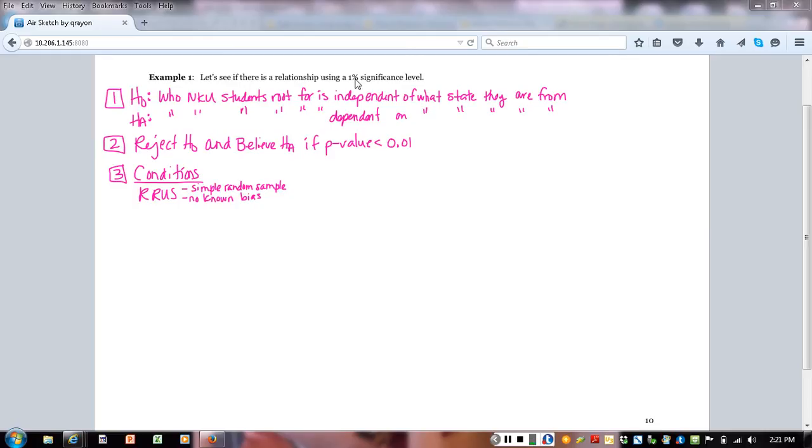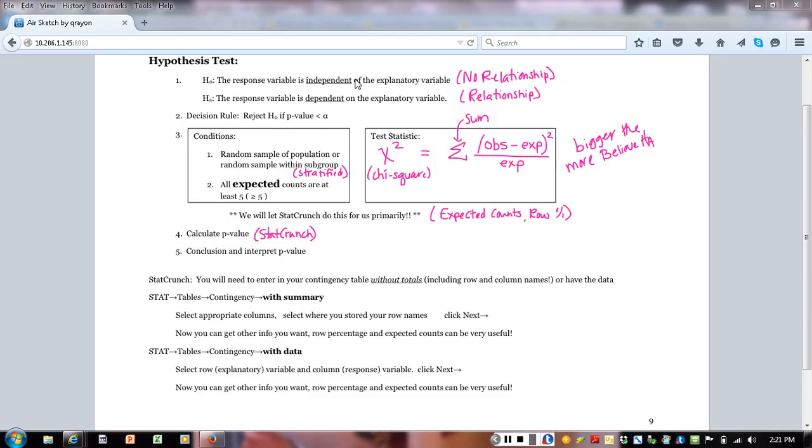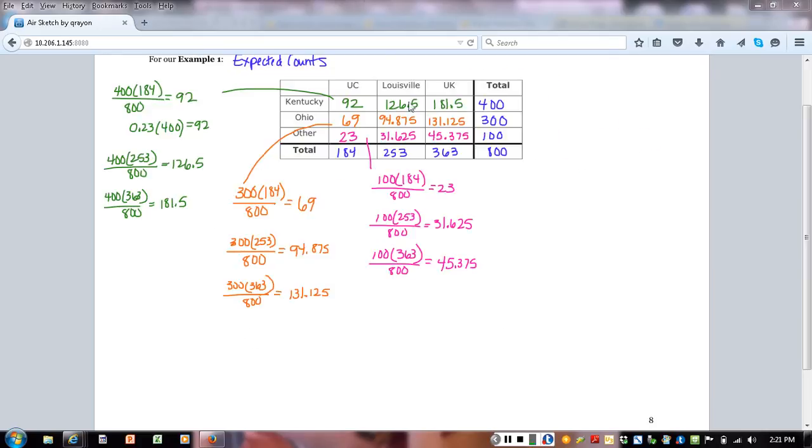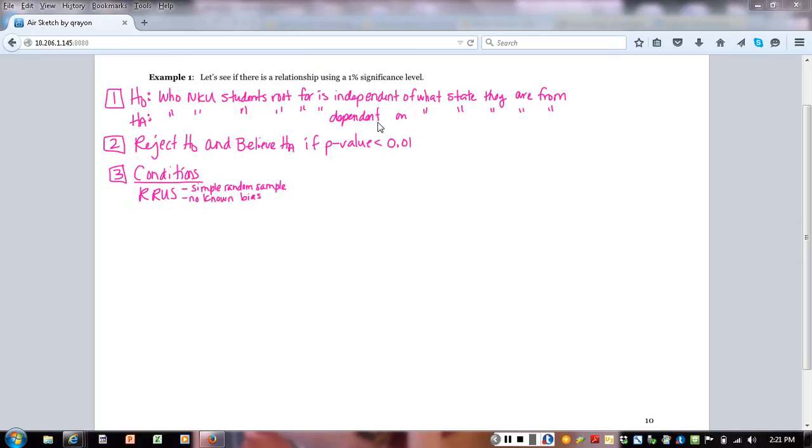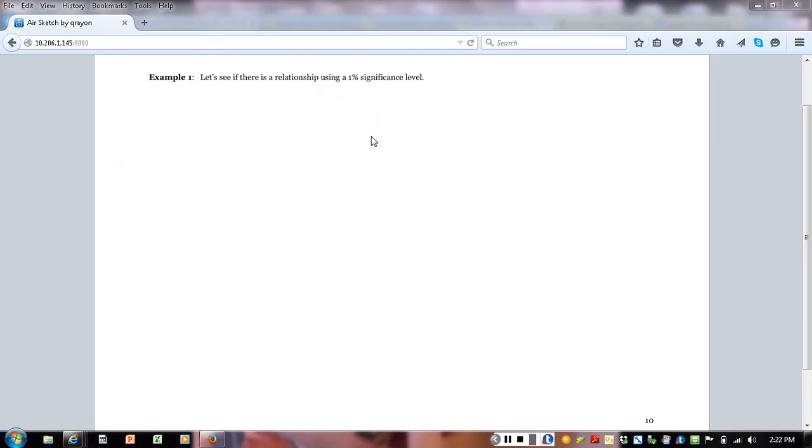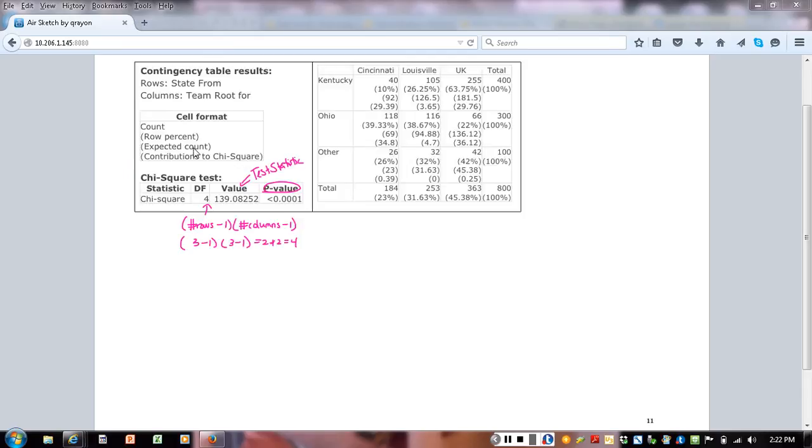So I'm just going to list all my expected counts. I can get them from 2 different places. We already calculated them here together, so I can use those numbers straight from there. Or I can use my Statcrunch output. And it's that third number that's listed in each of my values here.